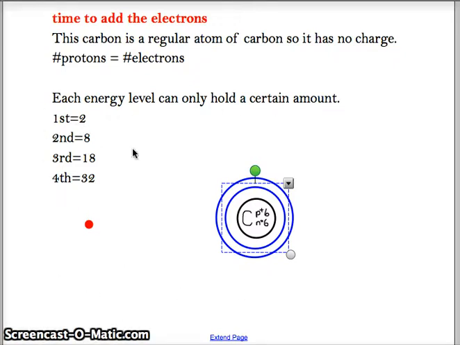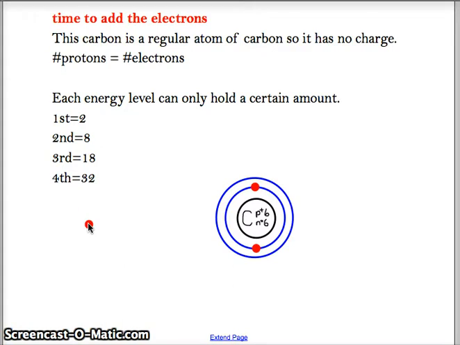The first energy level can only hold 2, so we put them on. 1, 2. I prefer that they try to be as far away from each other as possible. So if there's 2, on absolute opposite sides is where they need to be. Why is that? Maybe you figured it out. Because like charges repel, if you put them next to each other, that is pretty much impossible with the atom.